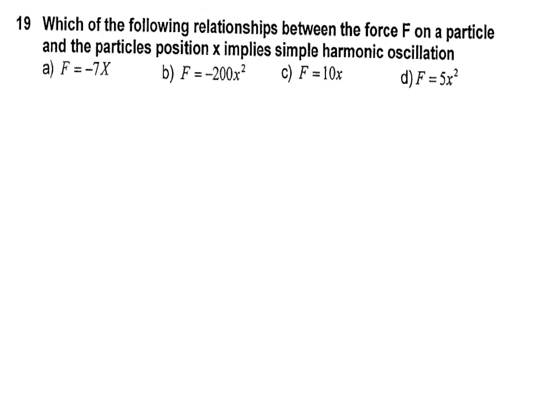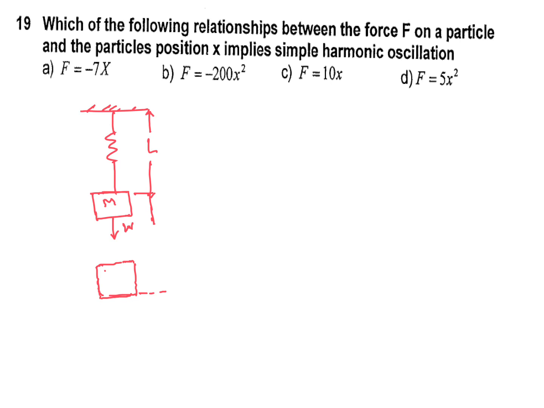Which of the following relationships between the force F on a particle and the particle's position x implies a simple harmonic oscillation? This is a spring mass system. Initially, the spring is having this much length. After that, one mass m is attached. Because of the mass, mg weight force will act in this direction. It will move del L, or x distance. This is the equilibrium position. This is 1 and 2. 2 is our equilibrium position.